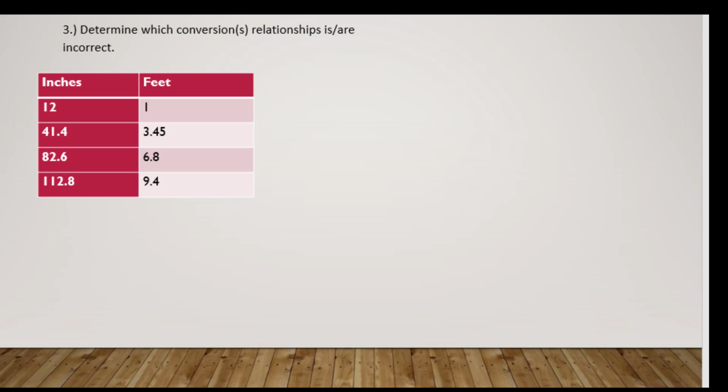Here's number 3 in your book. It says determine which conversion relationships are incorrect. Inches, feet. This one is correct, because we know that 12 inches equals 1 foot. I'm going to use that basic idea. There's a lot of ways to do this problem. I'm going to show you the long way and then the short way. So 12 inches equals 1 foot, so I can use that as a ratio.